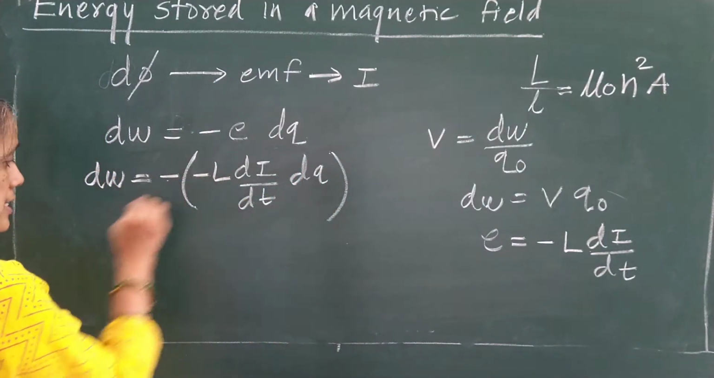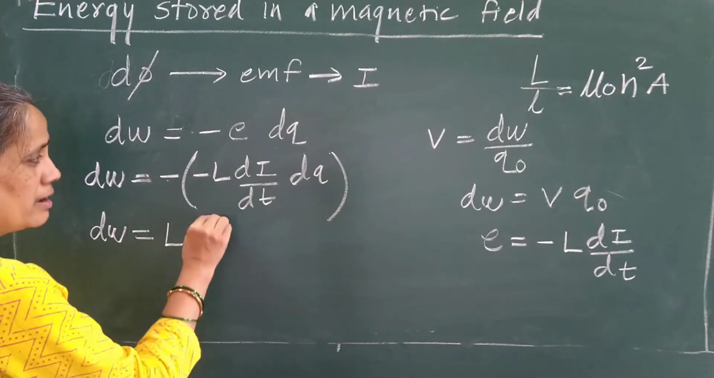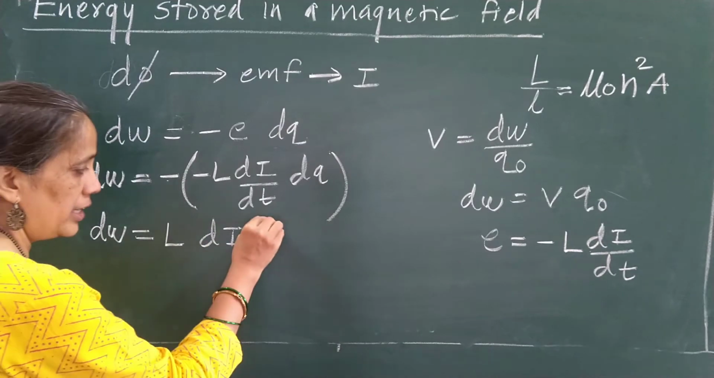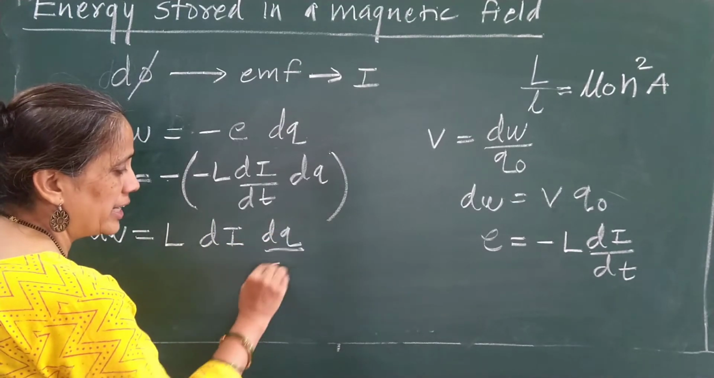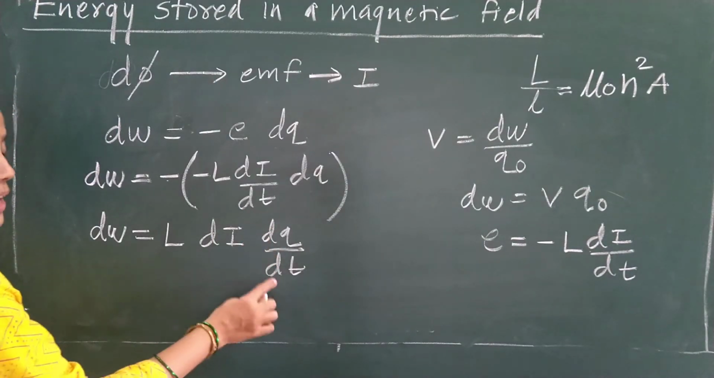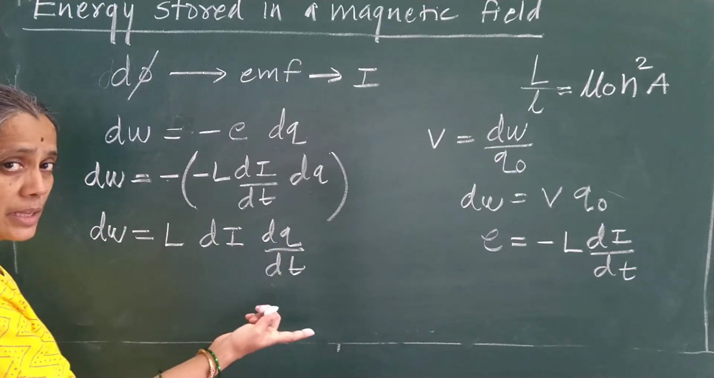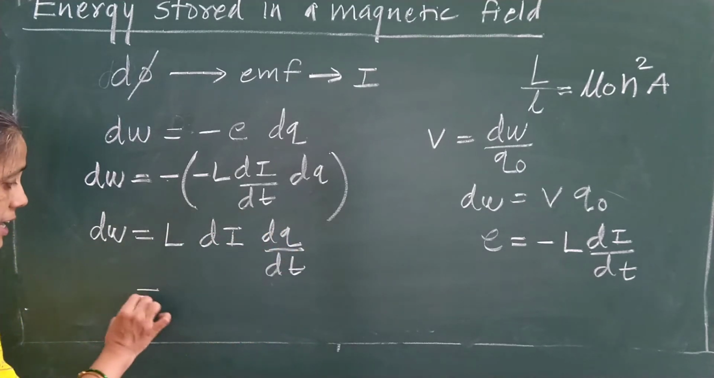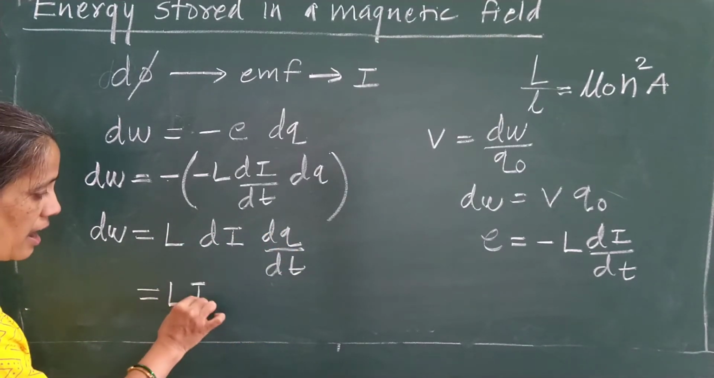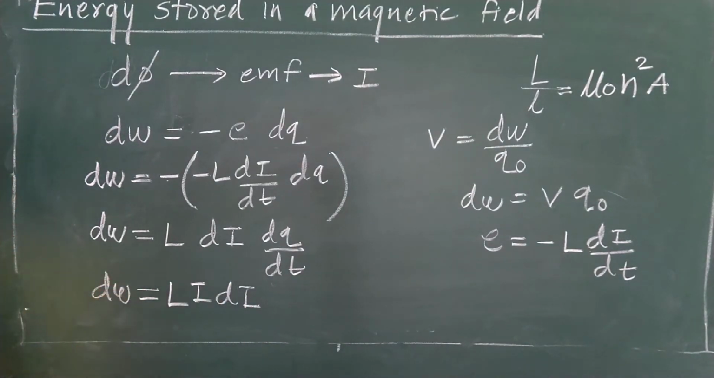So now the minus sign will become plus. So I get dW is equal to L di into dq by dt. I will just rearrange this term dt. dq by dt, the rate of change of charge with respect to time, is nothing but electric current. So what I say, it can be written as L i into di. This is nothing but the small work done.